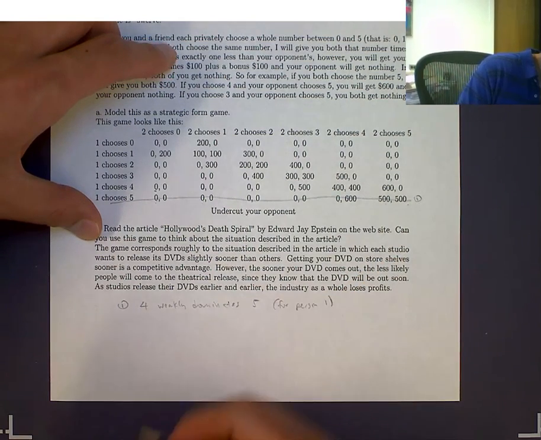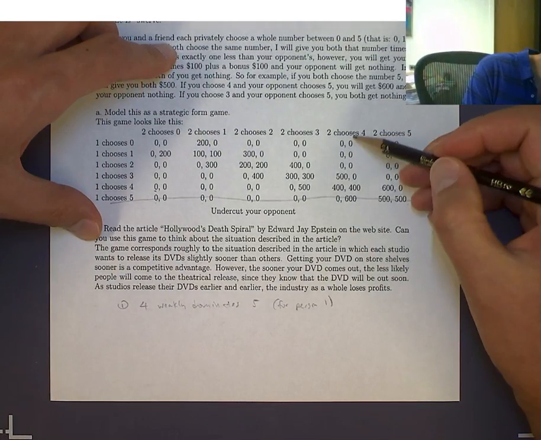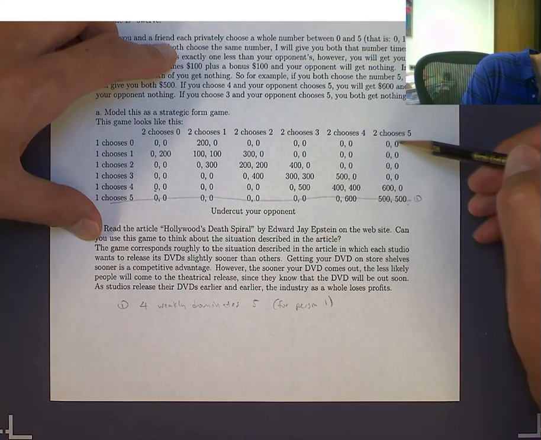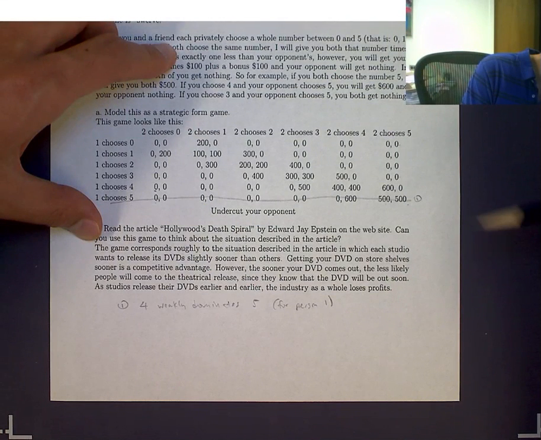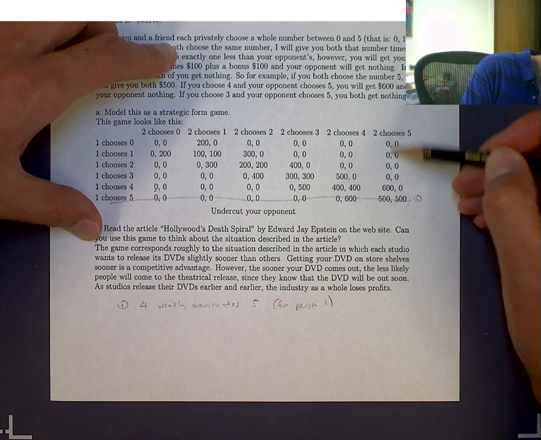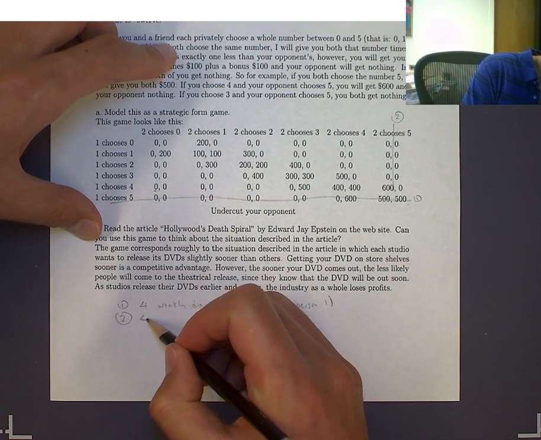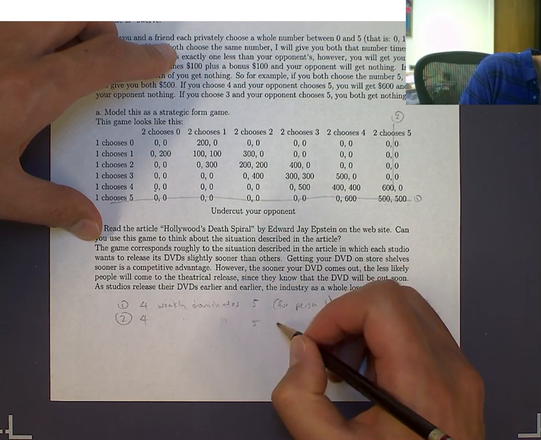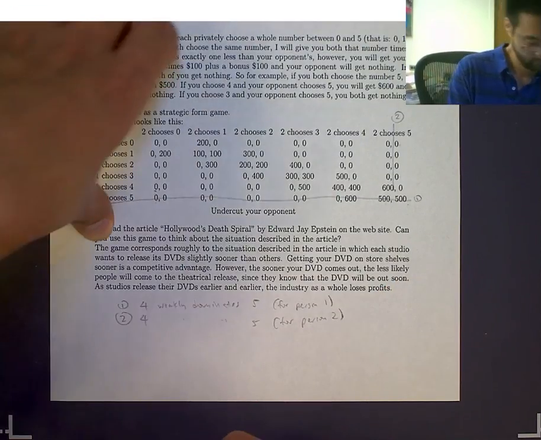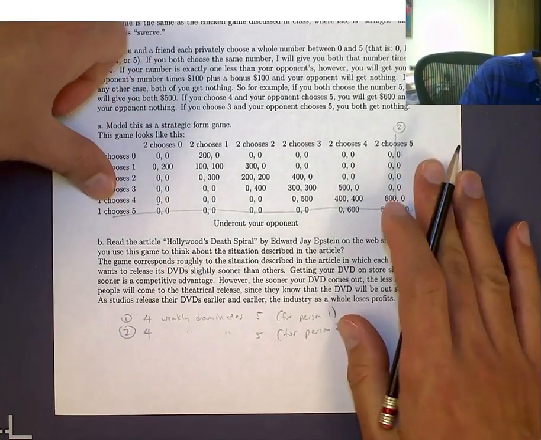Okay. So let's think about person 2. Now, in the smaller game, I can consider now between 4 and 5. This is a tie, this is a tie, this is a tie, this is a tie, and 400 is bigger than 0. So now, in the smaller game, for person 2, choosing 4 weakly dominates choosing 5. So I'm going to get rid of that. So now 4 weakly dominates 5 for person 2.